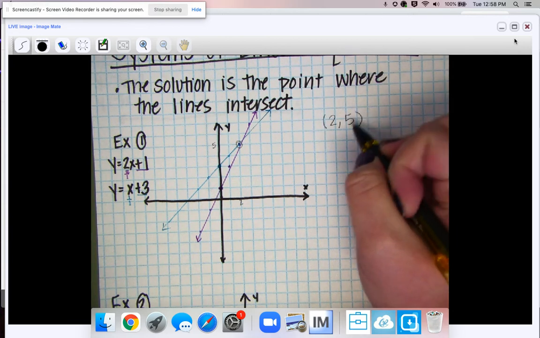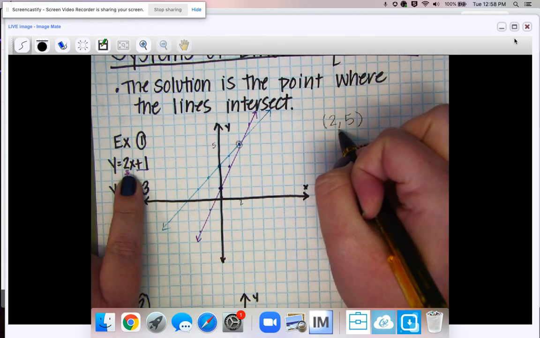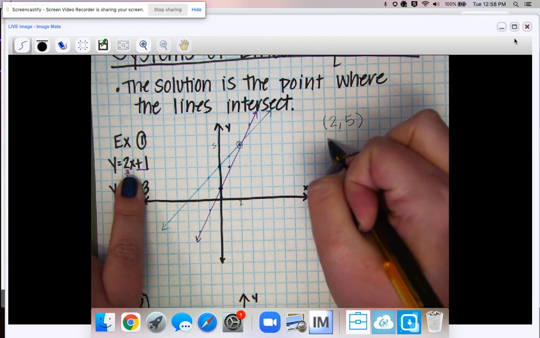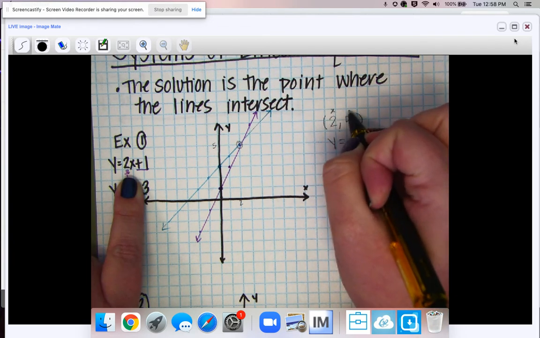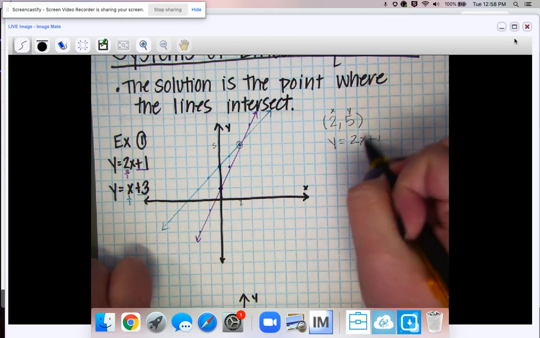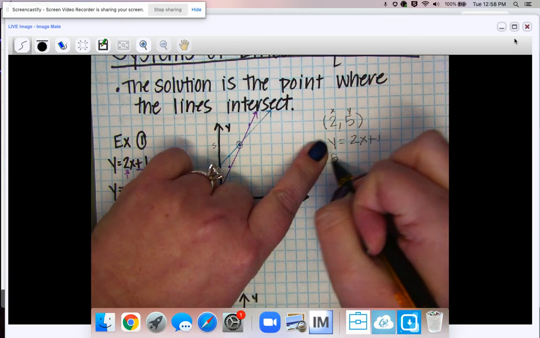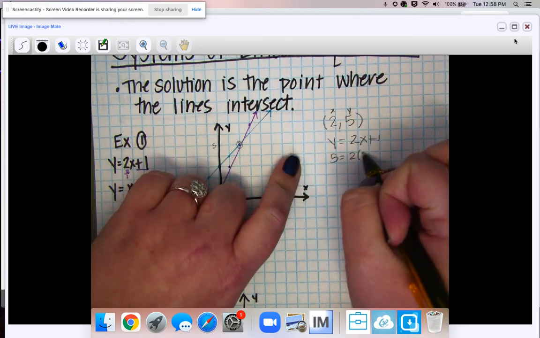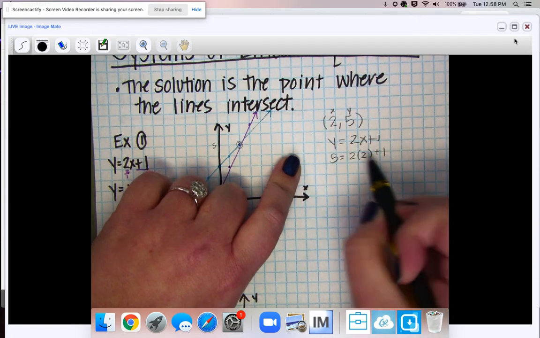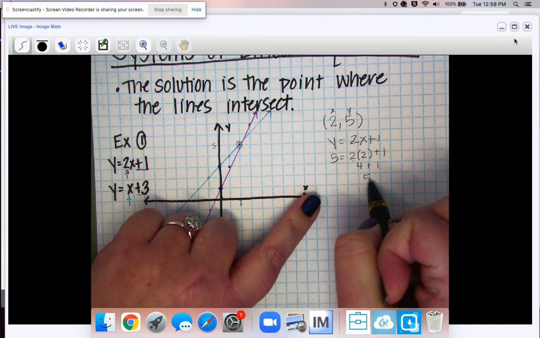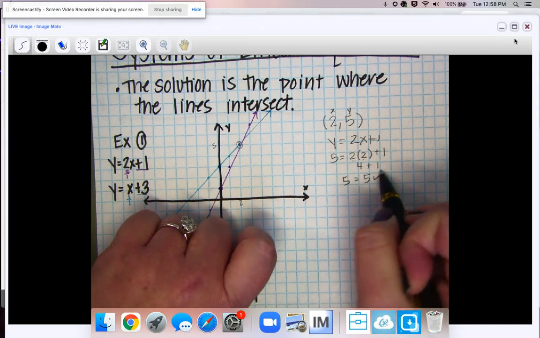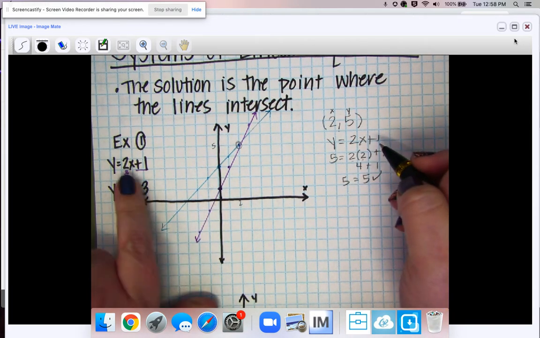And I want to verify the solution by plugging it in to both of the equations. So this is my x number, this is my y coordinate. So y is 5 and x is 2. And I can visually check that. I know that 2 times 2 is 4, and when I add 4 plus 1, I get 5. And so it shows that that is a solution for the first equation.